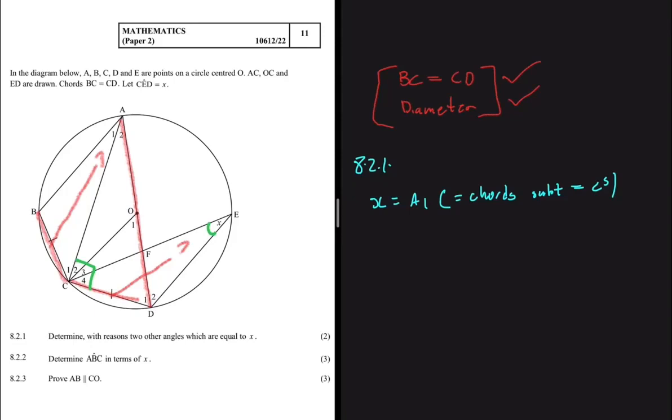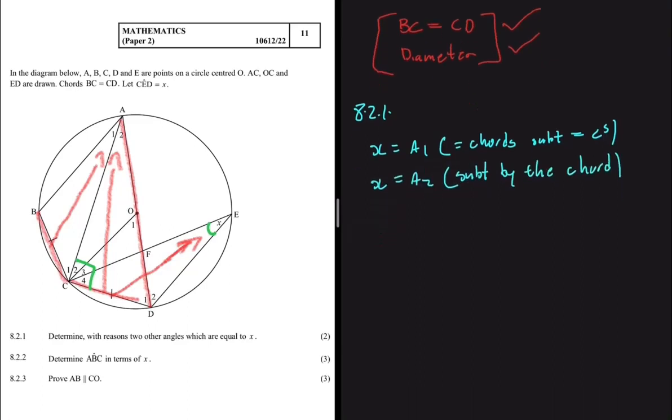You will now realize, if you haven't already, that not only does chord CD subtend this angle X here, but it also subtends this angle A2 here. So that angle A2 is also equal to X because they have been subtended by the same chord. So now we can say that X is equal to A2. Why are we saying X is equal to A2? They have been subtended by the same chord on the circumference of our circle. So we have done 8.2.1.